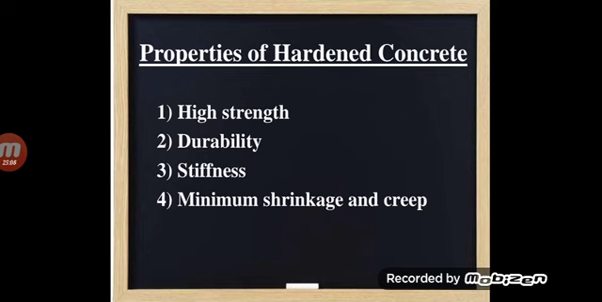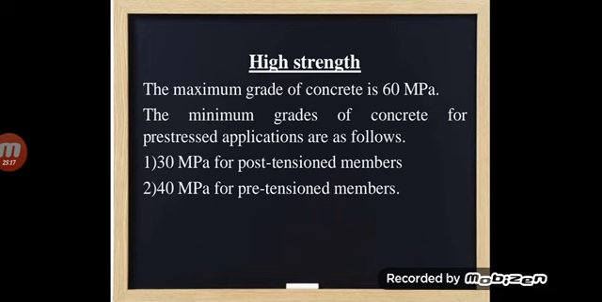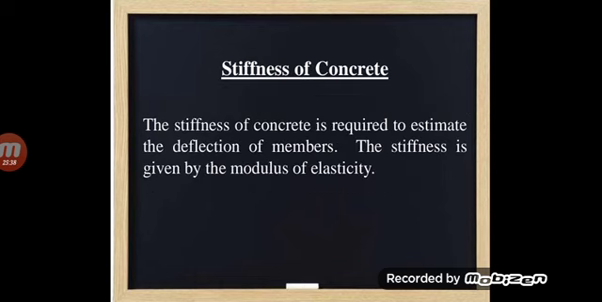Next, properties of hardened concrete: high strength, durability, stiffness, minimum shrinkage and creep. So these are the requirements for pre-stressed concrete. High strength, the maximum grade of concrete is 60 megapascal. The minimum grade of concrete for pre-stressed applications are as follows. These two points are very important. 30 megapascal for post-tensioning members and 40 megapascal for pre-tensioning systems. This is the minimum grade requirement for pre-stressing. You should remember this always. Next, stiffness of concrete. The stiffness of concrete is required to estimate the deflection of members.